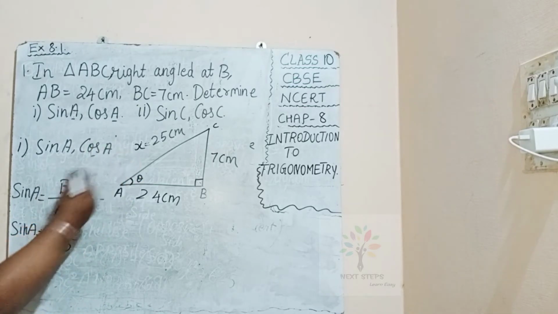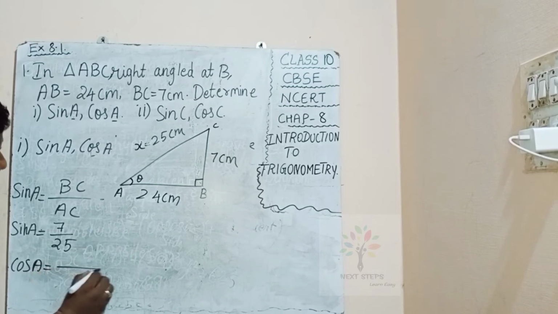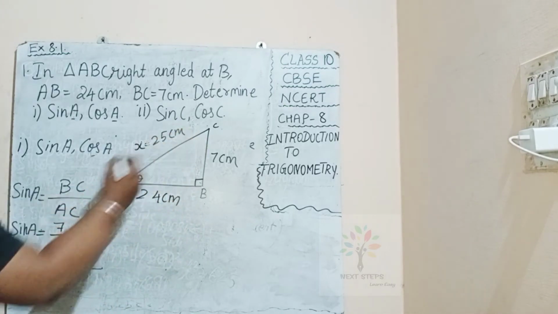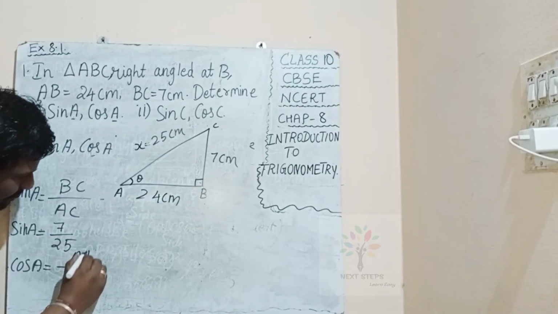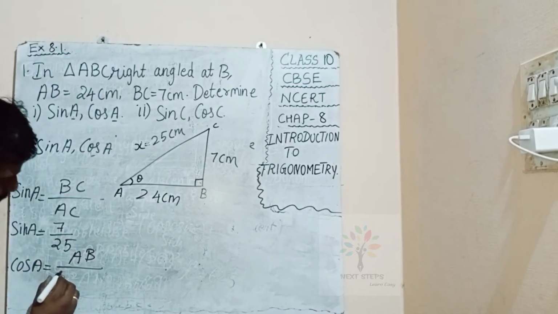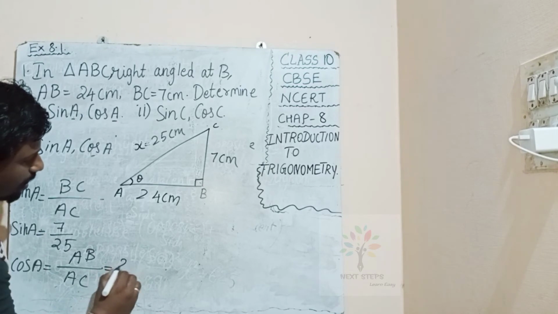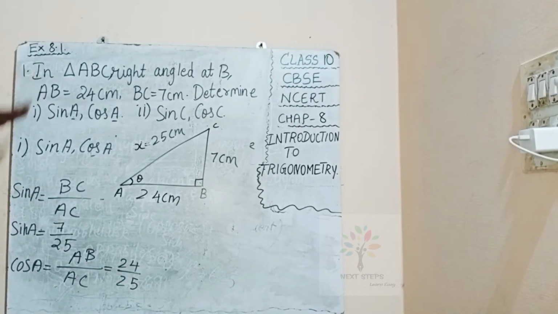Now I have to find the value of cos A. What is the formula for cos A? The formula is the adjacent side divided by the hypotenuse. AB represents the adjacent side, so I can write AB divided by the hypotenuse AC, which is 24 divided by 25. So now we have found sine A and cos A.